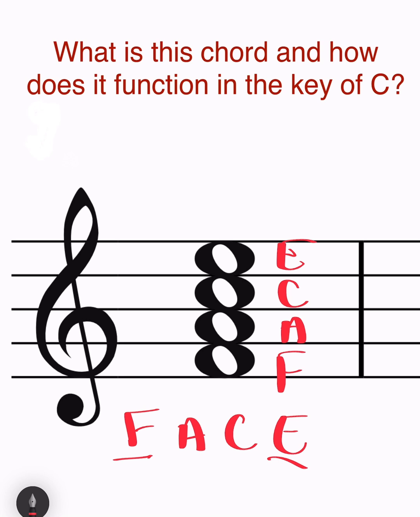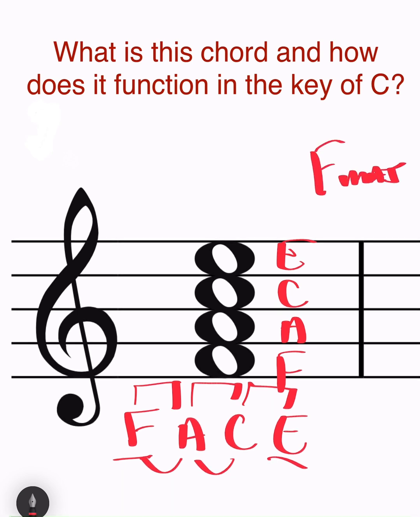Now to figure out the quality of the chord, you have to look at the intervals between the notes. F up to A is 4 half steps, that's a major third. A up to C is 3 half steps, that's a minor third. Major third plus minor third, that is the recipe for a major chord. So this is an F major chord, okay?